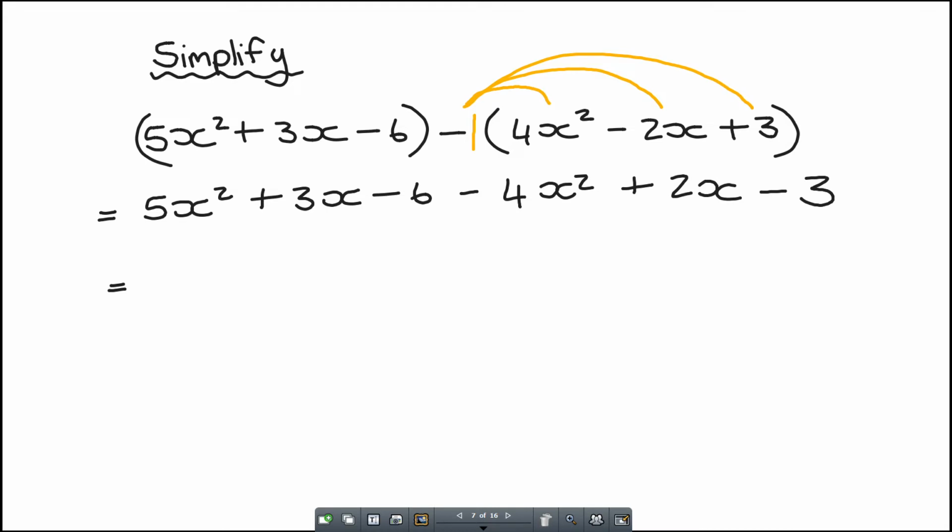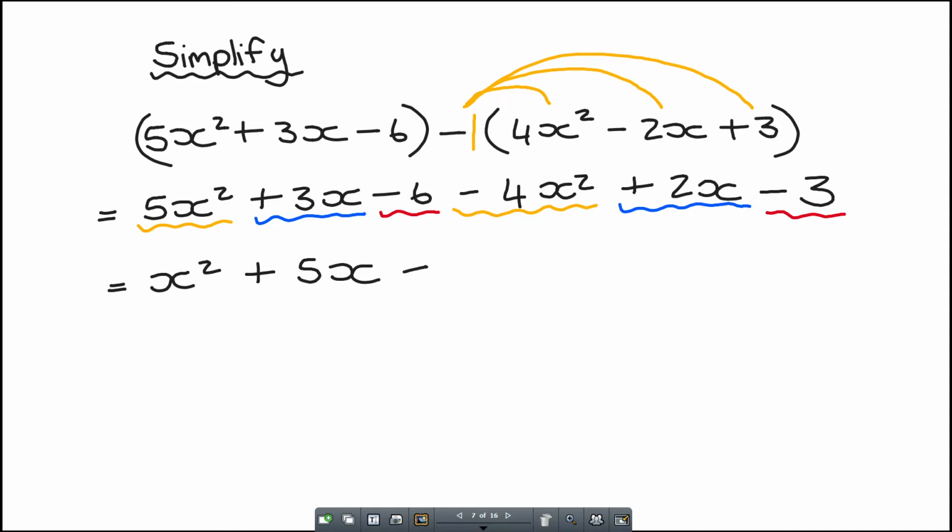Does everyone understand that? Okay, so now I can look for like terms. So 5x squared and minus 4x squared. They are like terms, and that would give me 1x squared, but I can just write x squared. Then 3x and plus 2x, those are like terms. That's going to give me 5x. And then minus 6 minus 3 will give me minus 9. You guys good?